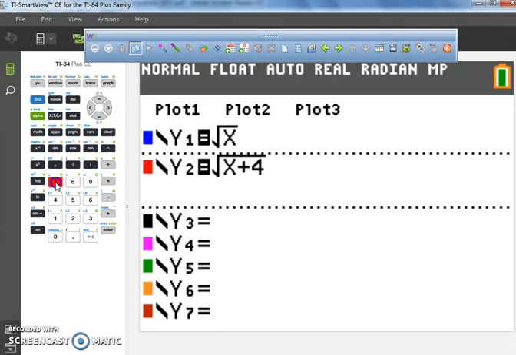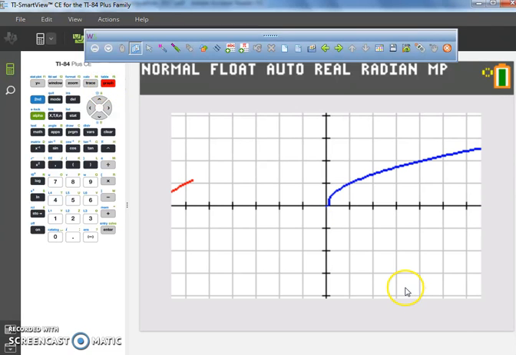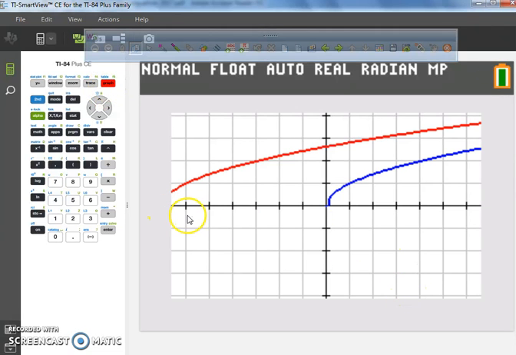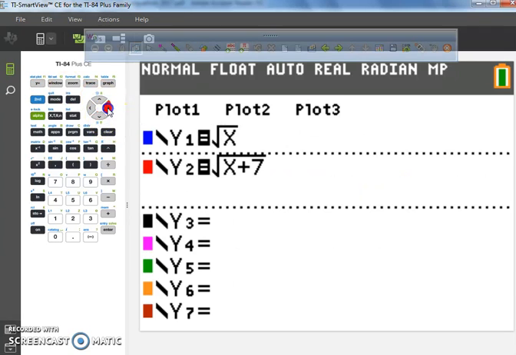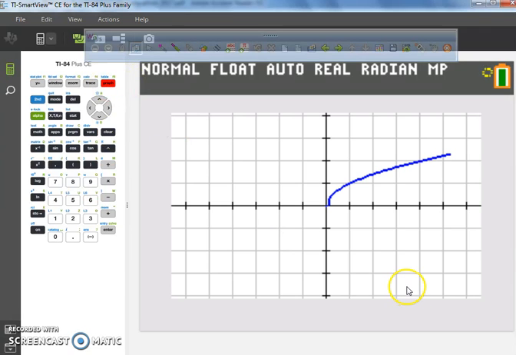I'm going to put plus 7. What do you think is going to happen? Oh, you can't even see it. That's at a 6. I better change that to a plus 6 so you can see it. It went off the screen. x plus 6. There it is. These are basically the same graph, just one of them has been translated 6 units left.